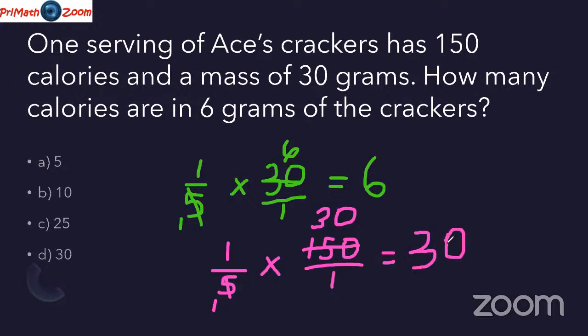So yes, it asks how many calories are in 6 grams. 30 calories are in 6 grams, because we just need to find some fraction, some equivalence between the 30 grams and the 150 grams. And this is one way to solve this problem. So yes, we have come up with our 30 calories, and I know that a few of you already said that, but I just wanted to see an explanation.